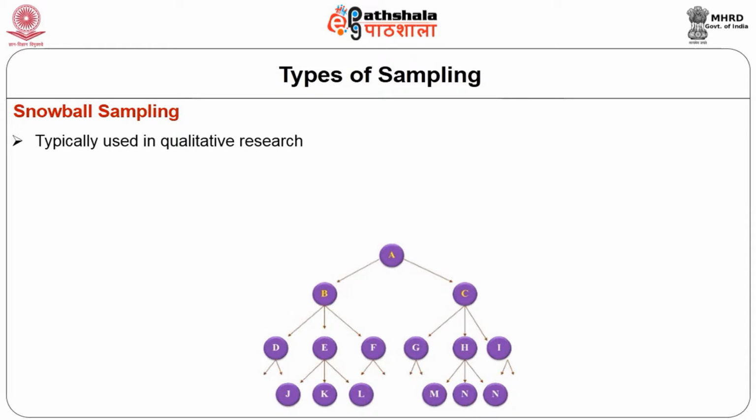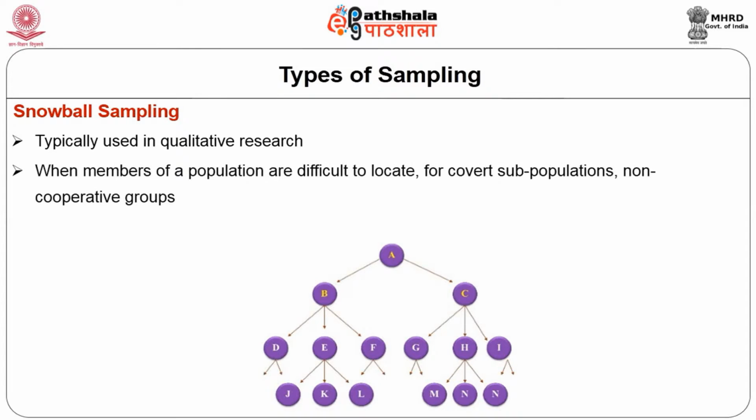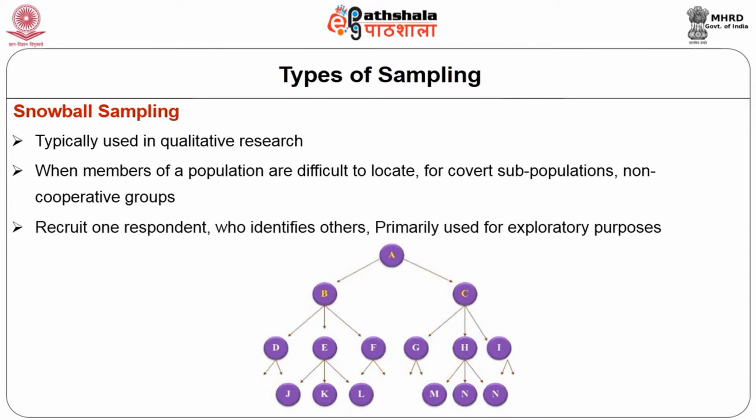This is typically used in qualitative research when members of a population are difficult to locate, such as covert subpopulations or non-cooperative groups. You recruit one respondent who identifies others, and so on, going on picking the sample. It is primarily used for exploratory purposes, and it is also non-random sampling. There is also convenience sampling, purposive sampling and quota sampling, which are all non-random sampling.